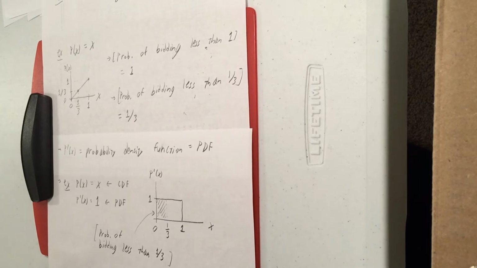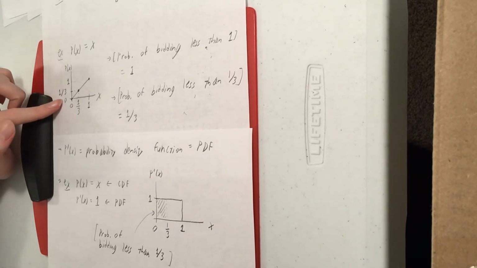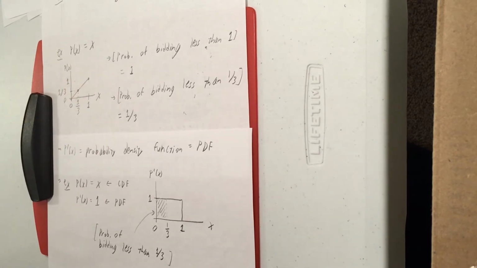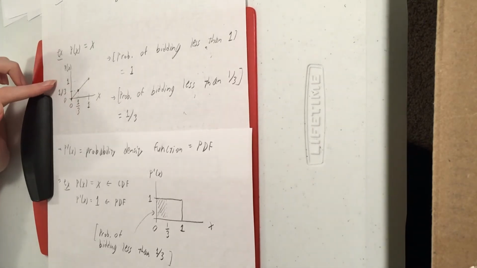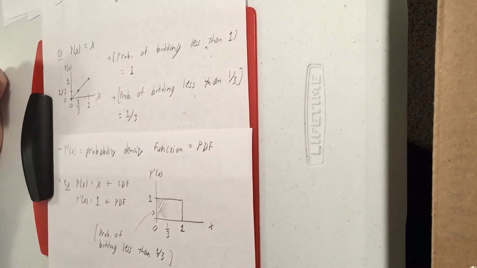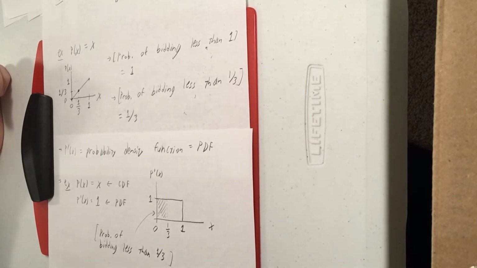And you can see that two stories match up here. So in this case, our rectangle has a height of 1 and base of 1/3. So area is going to be 1/3. And that's exactly what we got back here, where we had this graph. We said probability of bidding less than 1/3 was equal to 1/3. So you get the same answer with two different approaches. You could take your CDF and just plug in. Alternatively, you could look at your PDF and find the area under it.